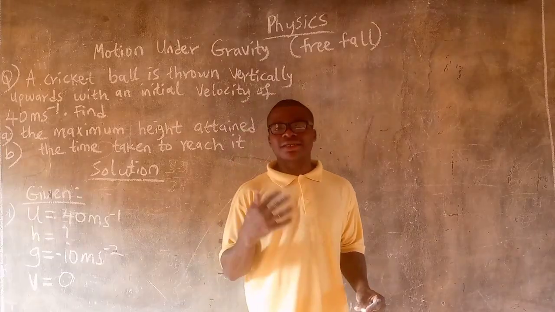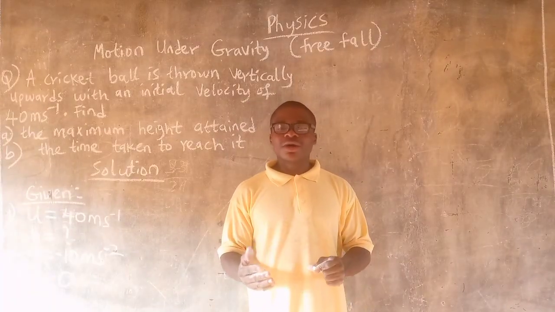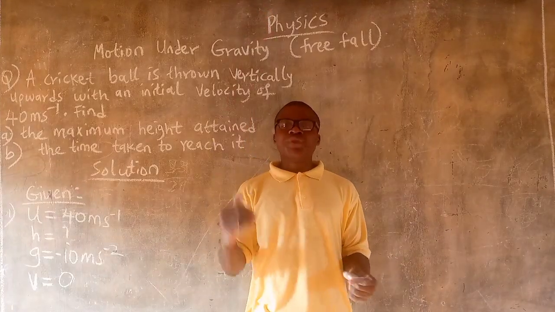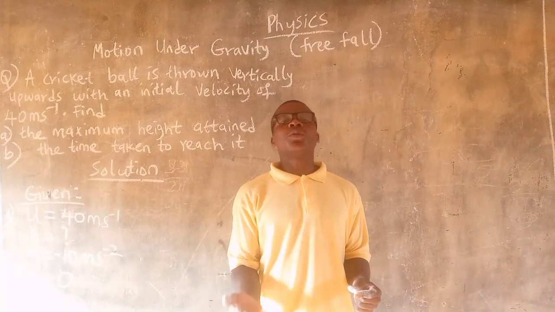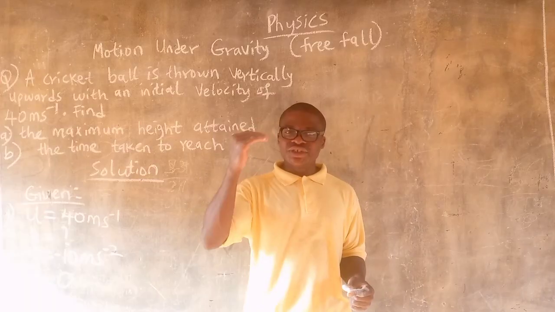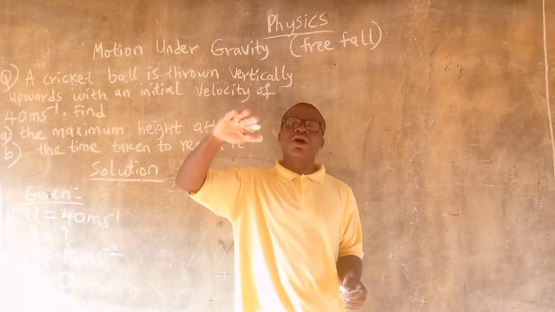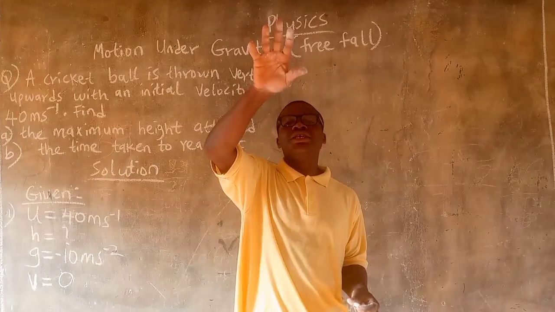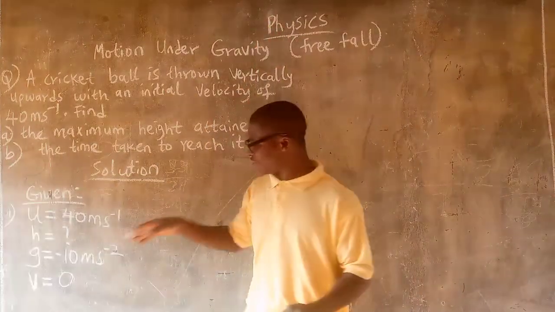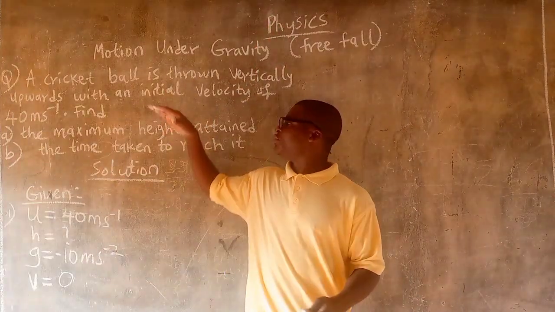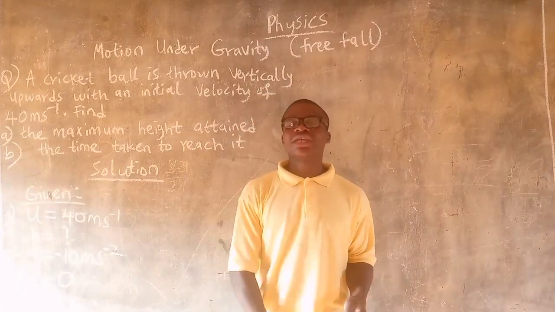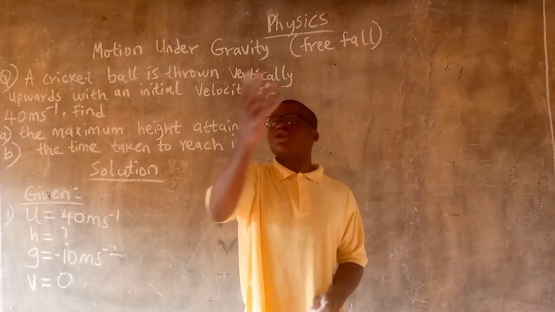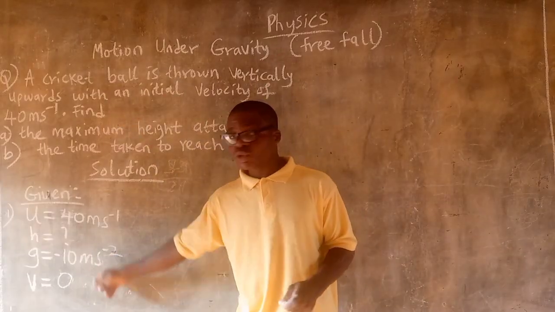From day-to-day activities, you will find out that whenever an object is thrown upwards, the speed with which that object is thrown upwards continues decreasing until the object reaches a maximum height where the speed is what? 0. In other words, the final velocity is what? 0 before the object starts falling downwards. So the final velocity of the upward motion of the cricket ball is what?